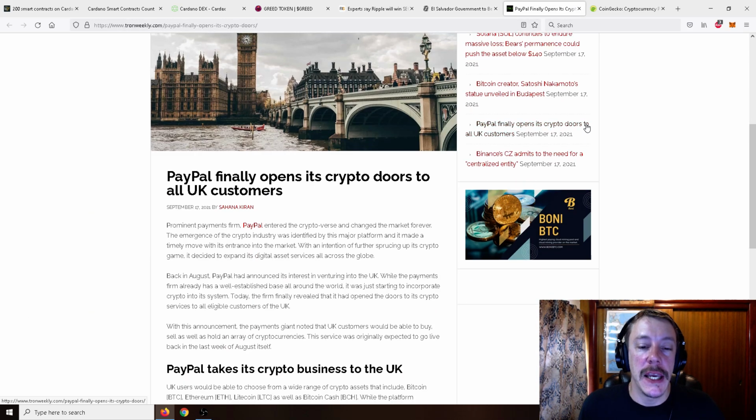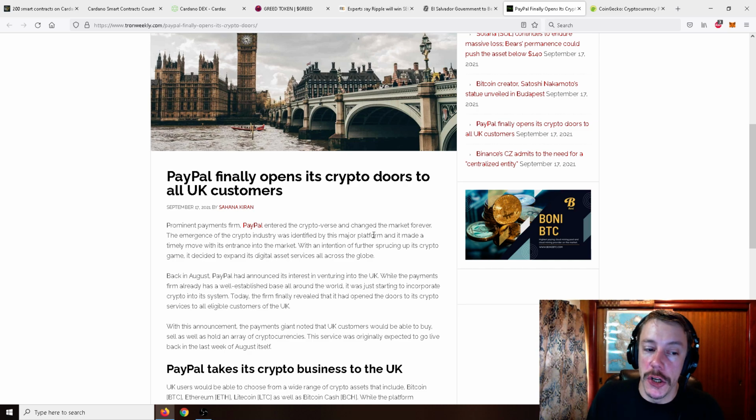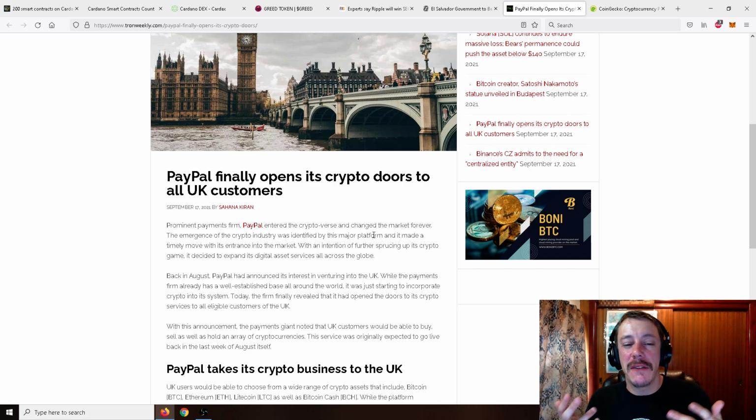PayPal finally opens its crypto doors to all UK customers. So a little bit of bullish news here. Prominent payments firm PayPal, although I don't like PayPal so much. I don't think anybody does, really. And I don't really like the way they use Bitcoin. I want them to have Bitcoin and be using it, but the way they do it is not so good, in that you can't really send it to yourself. Although they are building that up, building personal wallets for people and the ability to buy different currencies and actually send them to people and receive them. So fair enough, but still bullish news.